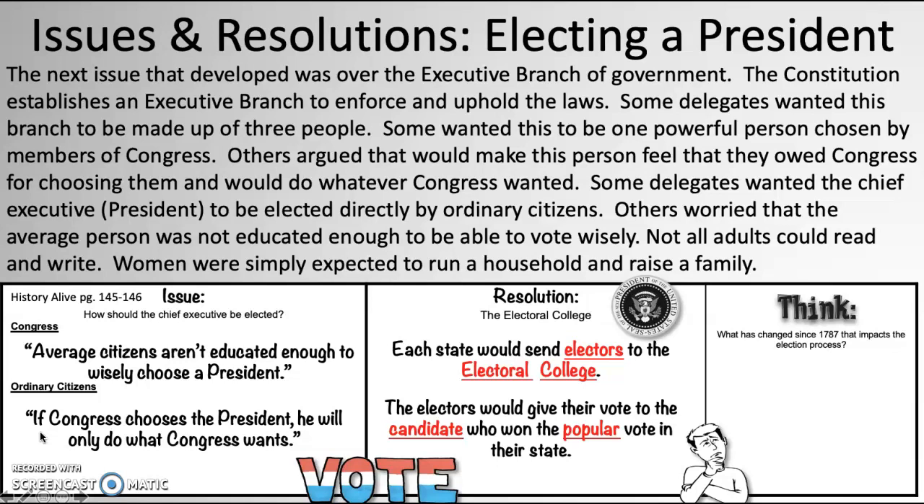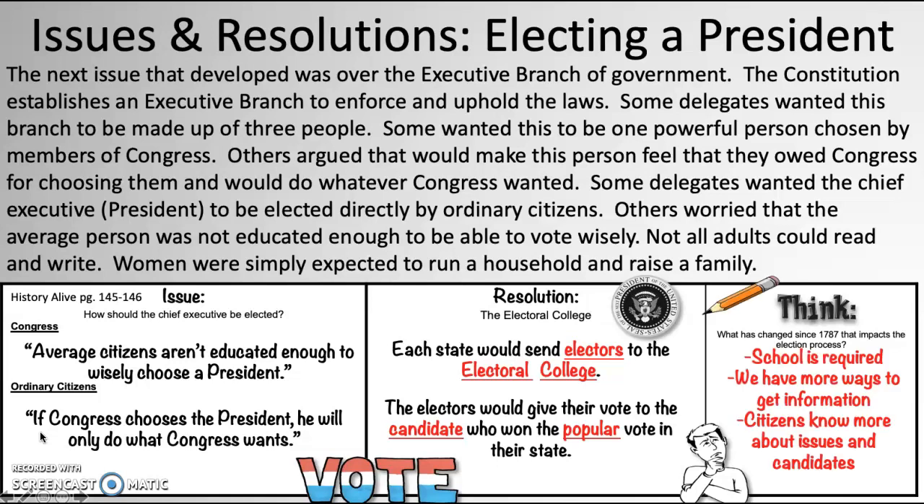Okay, so one of the things I wanted you guys to think about is how have things changed since 1787 that impacts our election process. School is required. More of our Americans are able to read and write by the time that they are 18 years old and able to vote. We have more ways of getting information. We almost have too many ways to get information on candidates, and we have to really sift through what's truthful, what's legitimate, what's fake news, what's being exaggerated. And so that can be really difficult. Citizens, though, today know way more about issues and candidates than they were able to find out back in 1788, or 1789 when we had our first presidential election.